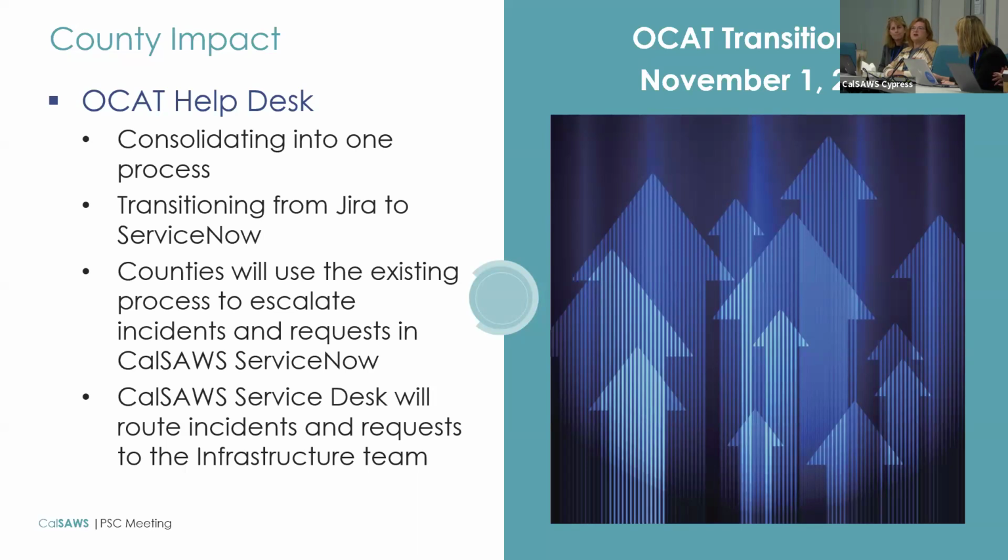This is going to occur slightly before that November 1st date because it does require a deployment over the weekend. And so October 28th is the date in which this process change will occur, where you will start to use the CalSAWS service desk. And again, as I mentioned, there's a CIT on its way and your regional managers have been briefed on this. So if you have any questions, they will also be able to assist in answering those.